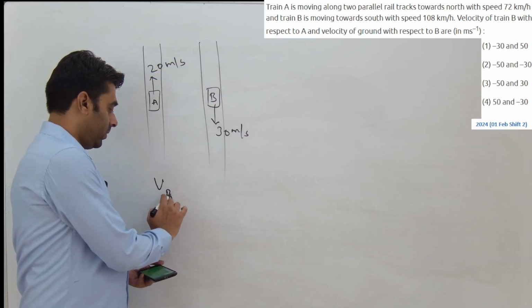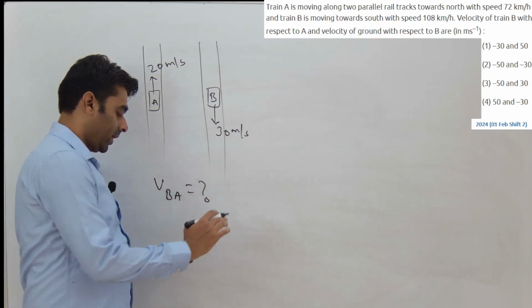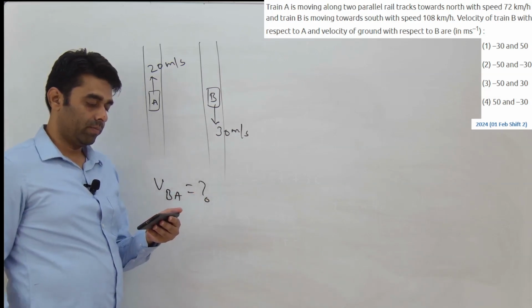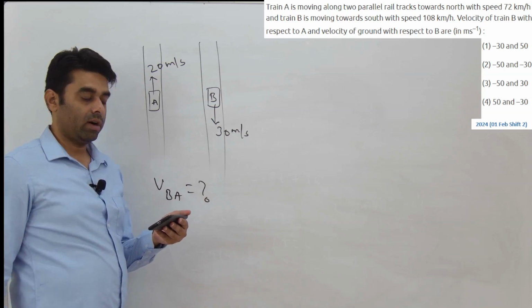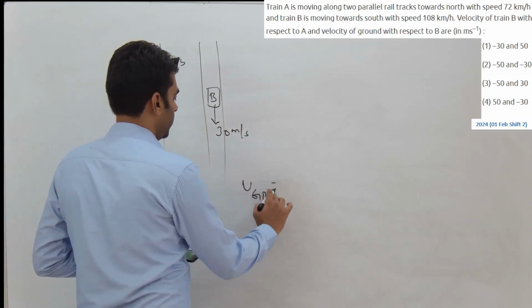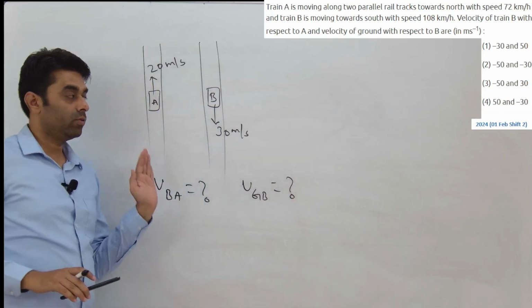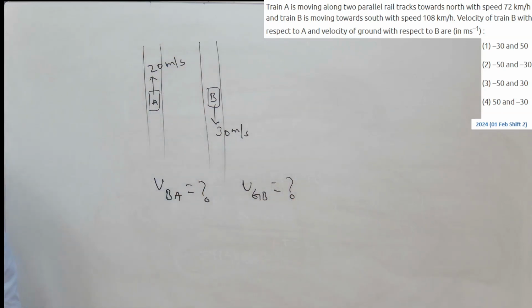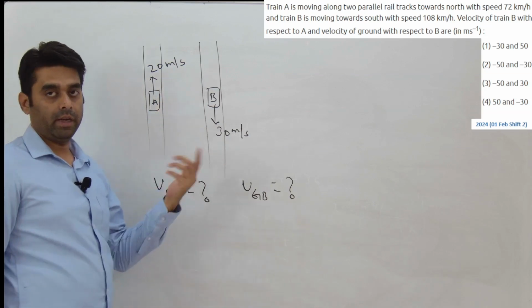Velocity of train B with respect to train A, and velocity of ground with respect to B. Fine. One is going toward north, another is going towards south. North will be taken positive, south will be taken negative, obviously.